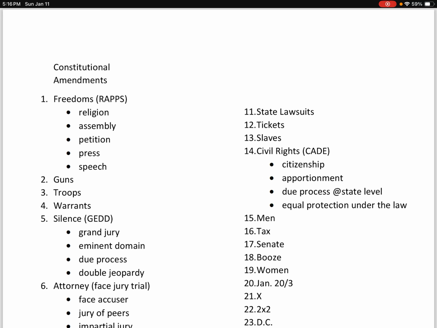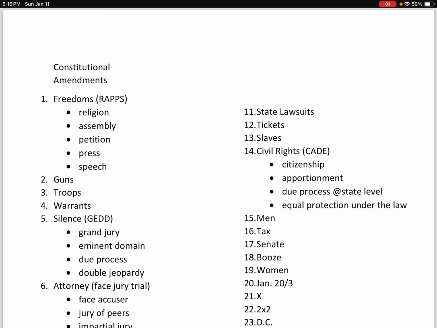The first 3 articles set up our 3 branches of government, and then Articles 4, 5, 6, and 7 deal with a few different things, the ratification, the amendment process, and so on. So do realize that the amendments are just the additions and changes that happened after the Constitution was originally ratified. And speaking of that, the first 10 amendments are known as the Bill of Rights. This is what it took to get the Constitution passed.